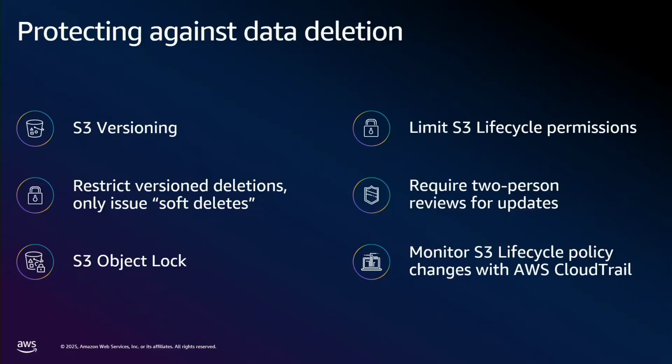So in summary, what are the possible things that you can do to protect your data against deletion? You can use versioning. You can issue soft deletes. You can use object lock, governance mode, compliance mode. We'll talk about that in a bit. We can limit the lifecycle permission through SCPs, RCPs. You can update your processes, require more reviews, and also monitor and take action using CloudTrail.